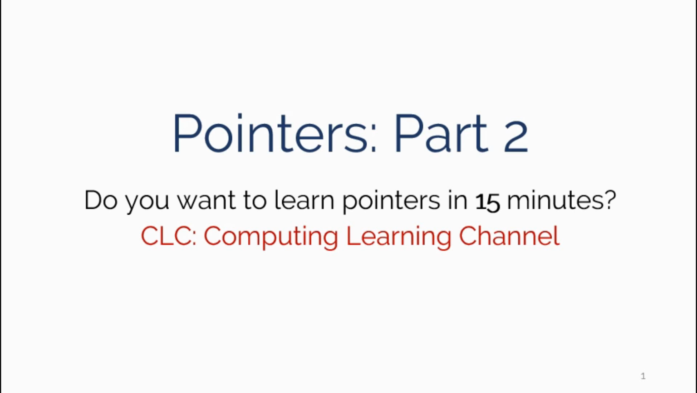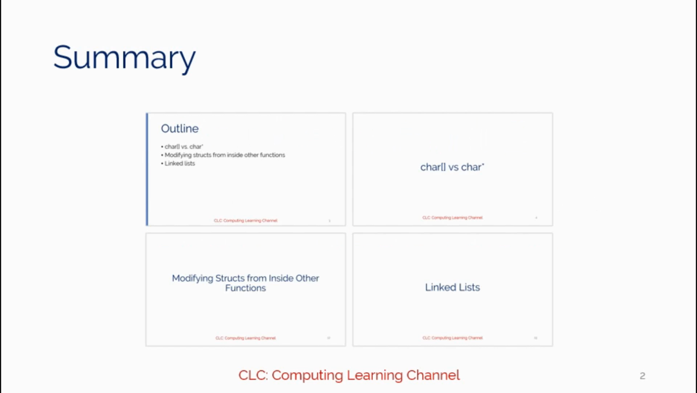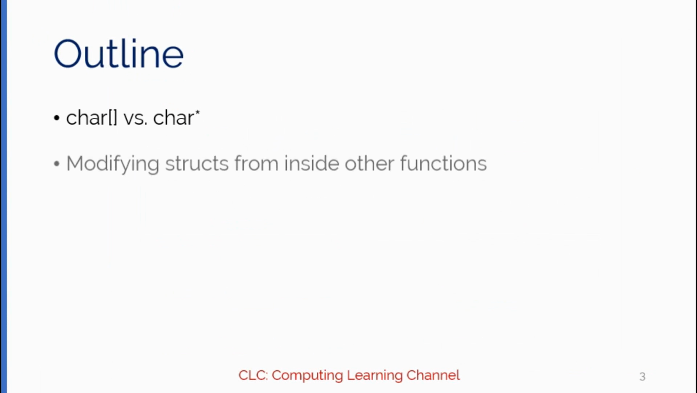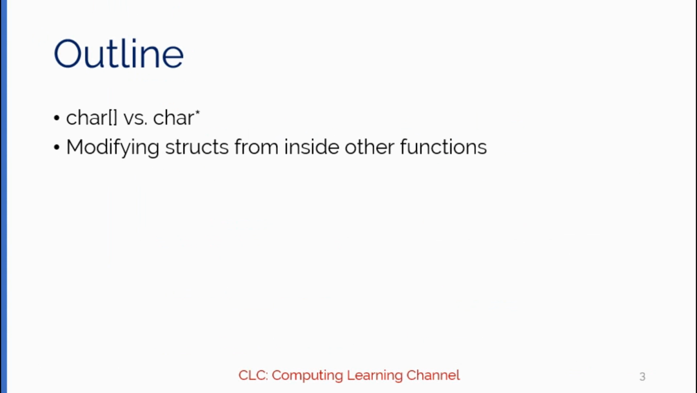This is part 2 of the video series about pointers. Today we'll dive a little deeper and take a look at more advanced examples, but they won't be too hard, so no pressure. First, I'll explain why sometimes we use two different notations, i.e. char square brackets and char asterisk for strings. Next, I'll talk about how to modify struct from inside other functions, and finally, we'll look into linked lists so that you get to see pointers in action.